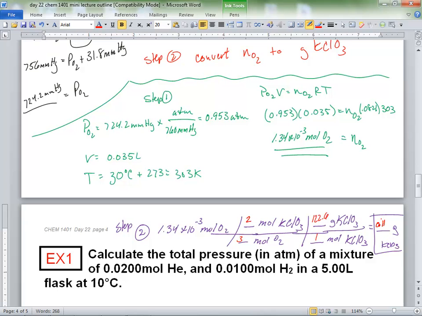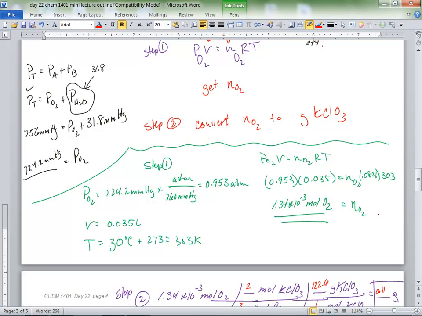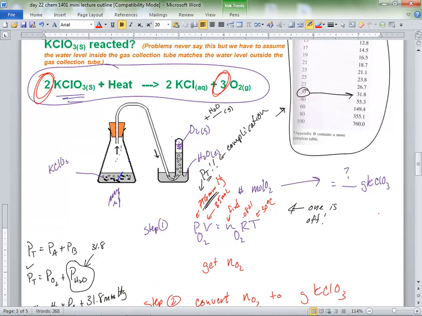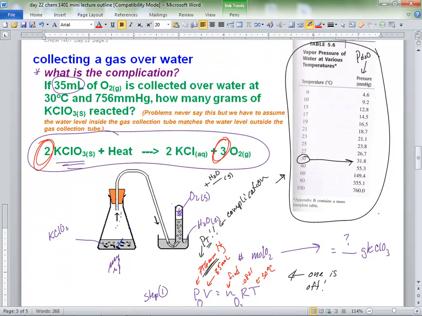Okay, so this is your toughest question that you're going to see in the homework by far. It has pretty much everything. The rest of the homework is just going to be parts, each different parts of this. This is just putting it all together. So the complication is whenever you're collecting a gas over water, and they're pretty much going to say it. They're going to say, we're collecting oxygen over water, or whatever over water. Then expect to see a table, or they have to tell you the pressure due to water.